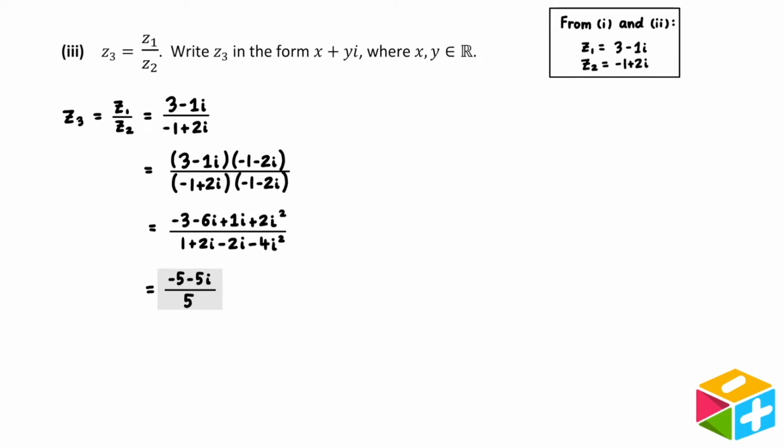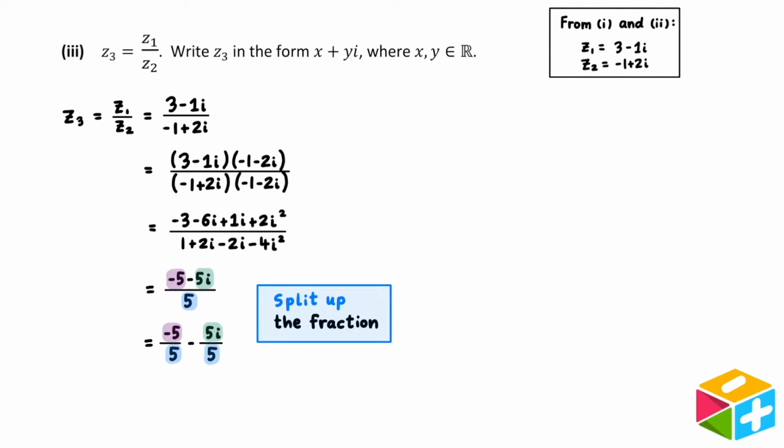So things are now looking a bit simpler. We've -5 minus 5i, all divided by 5. Whenever we're adding or subtracting terms above the line in a fraction, we can split things up into several parts, and we'll have one fraction for each term.